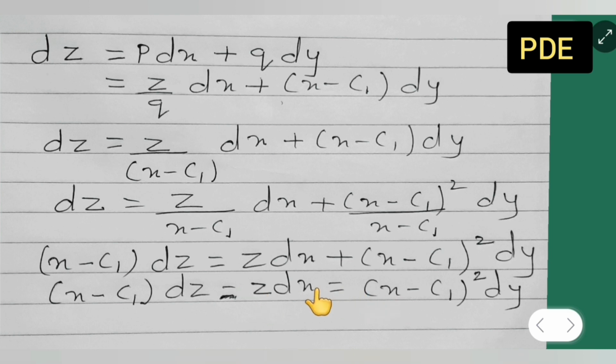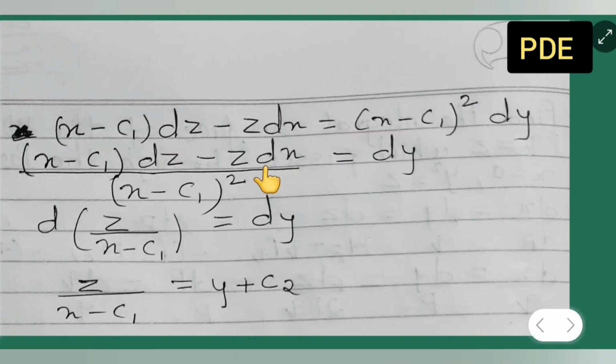What I have done, z dx, I have taken it left hand side, so it was positive first. Now if you take it left hand side, it will become negative. Minus z dx is equal to this, you all write down as it is, x minus c1 the whole square dy. Then what I'll have to do with this term? Yeah, I've written the same step. This same step I have already explained to you all. Now x minus c1 the whole square, take it down, okay, the other side. Okay, so x minus c1 dz minus z dx upon x minus c1 the whole square is equal to dy, write it as it is.